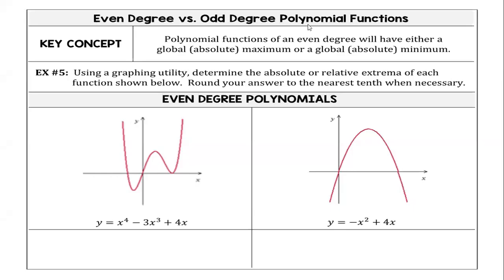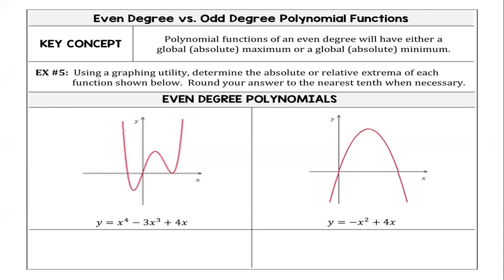So, even degree versus odd degree. Polynomial functions with even degree, that means the highest power is even, right? They will always have either a global absolute maximum or a global minimum. Does that make sense? They will always have that. However, odds will never have that. Why will odds never have that? Because they do opposite behaviors, right? Odd is opposite behavior. Even is even behavior.